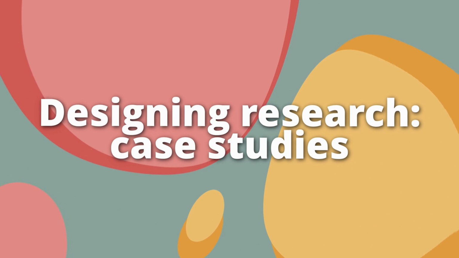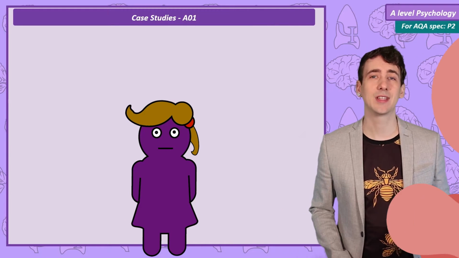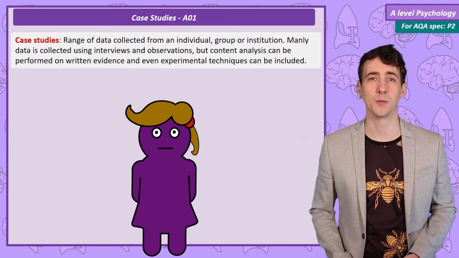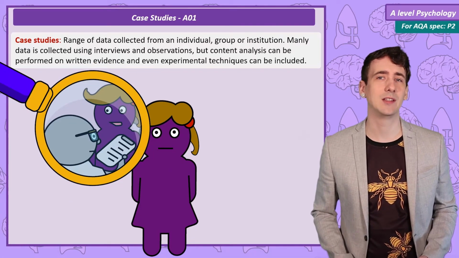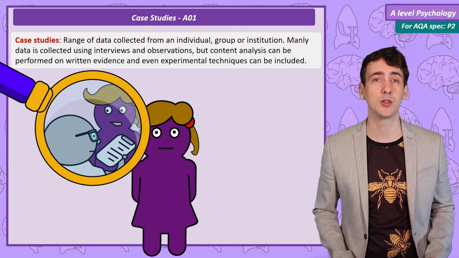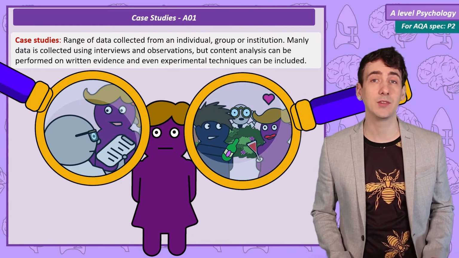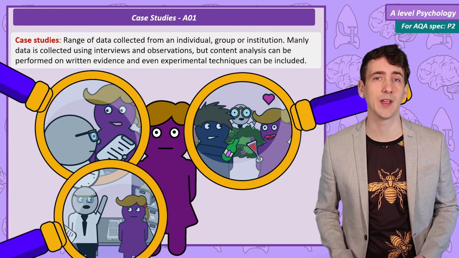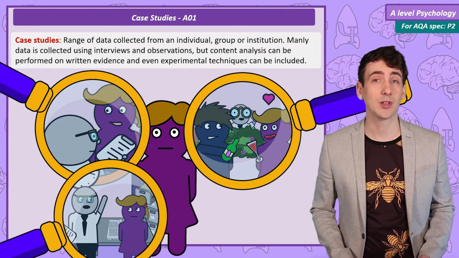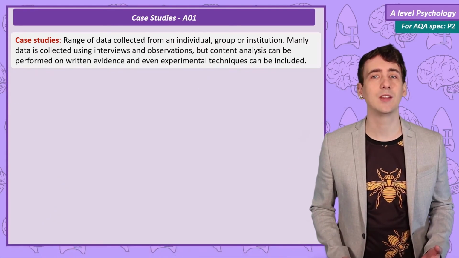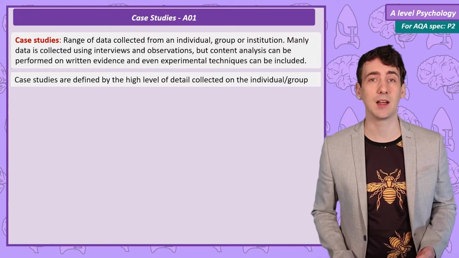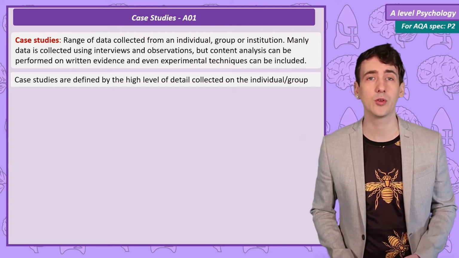Designing research: case studies. In a case study, a researcher gathers a range of information on an individual, a group, or an organization. Interviews are often the main source of data collected, but the researcher can include observations of behavior and even experimental findings from psychological tests, and even include content analysis on records like diaries. Now, what makes case studies special is the level of detail that's collected about the individual or the group.